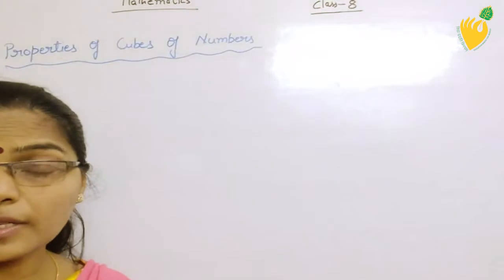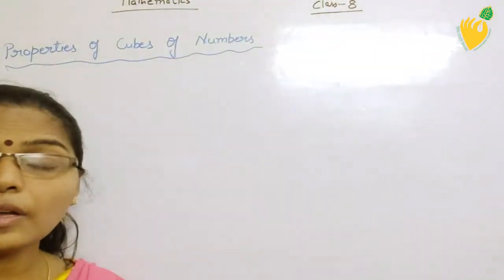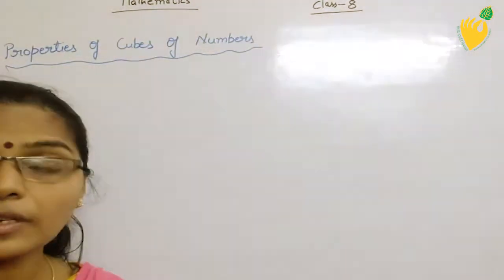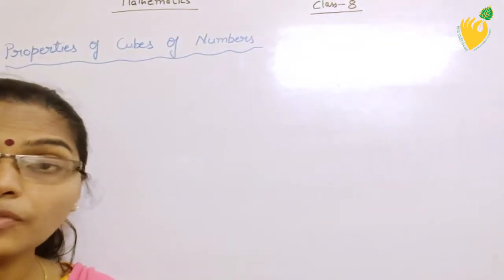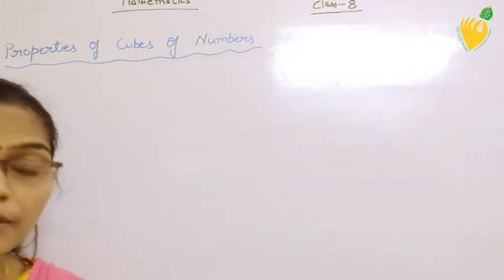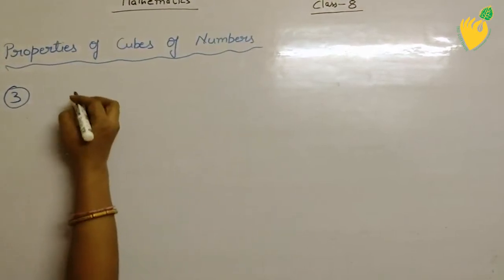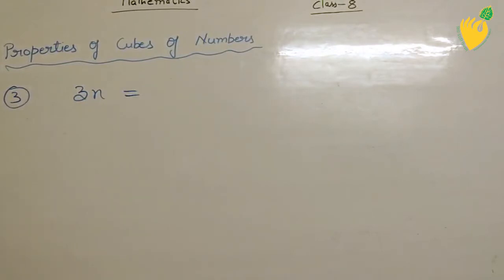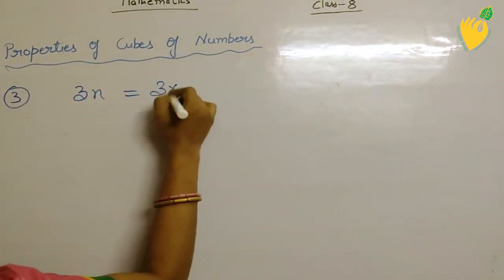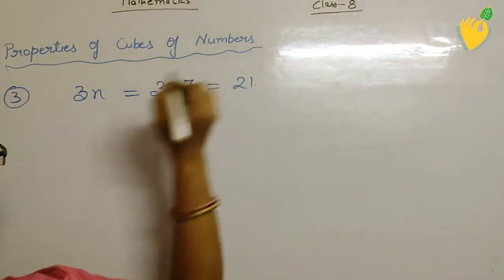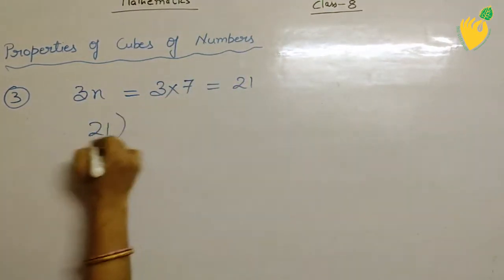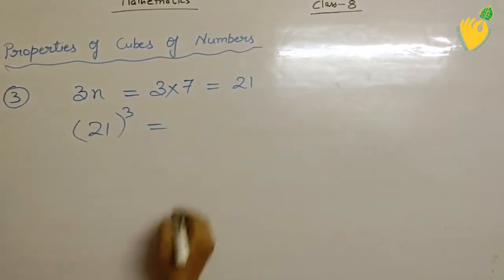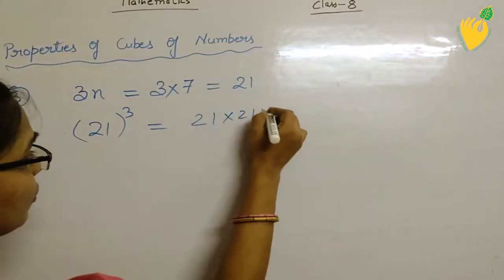The next property is, students, that the cube of a number of the form 3n is a multiple of 27. Simply, 3n is what? A multiple of 3, and its cube will be a multiple of 27. Let's see a few examples. Suppose for 3n I have taken a number, 3 into 7, that is 21, and the cube of 21 will be a multiple of 27. So 21 into 21 into 21.